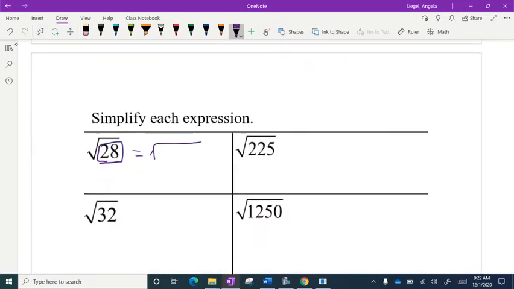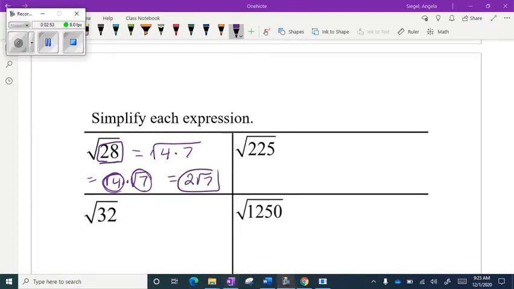I believe that 4 is the biggest factor that's a perfect square that goes into 28. So we're going to split it up into 4 times what is 28? And it's 4 times 7. So we can split it up like this. I can't take the square root of 7, but when I take the square root of 4, that's 2. So my answer is 2 square root of 7. See if you can follow that process for the next 3.